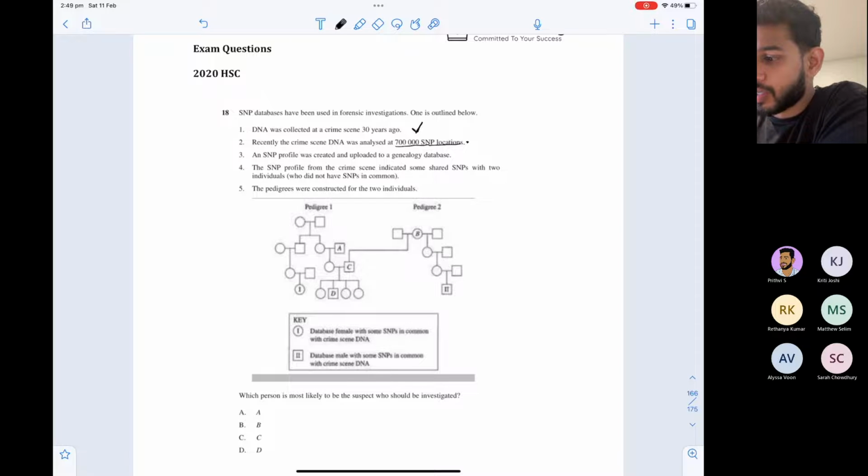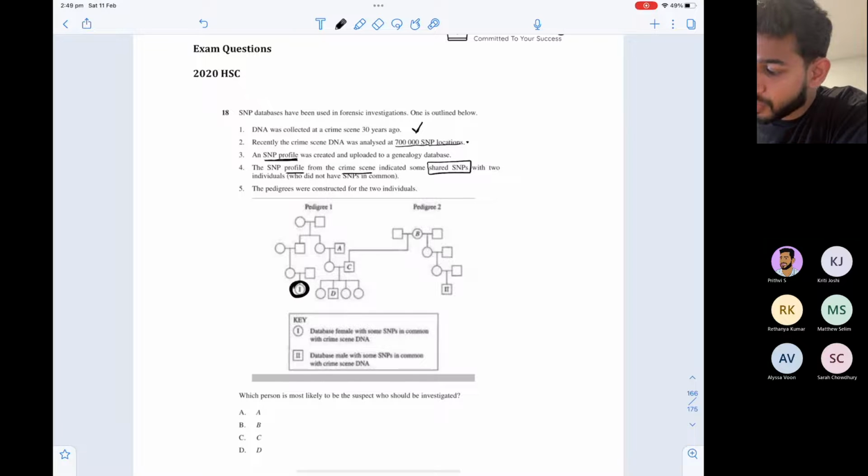Now, a SNP profile is just a collection of 700,000 SNPs every person has. So my 700,000 SNPs would be different to Alyssa's, would be different to Sarah's, would be different to Matthew's, right? And that's because we're not biologically related. But then it says, the SNP profile from the crime scene indicated shared SNPs with 2 individuals. Individual 1 and individual 2. Okay, the pedigrees for those 2 individuals were constructed.